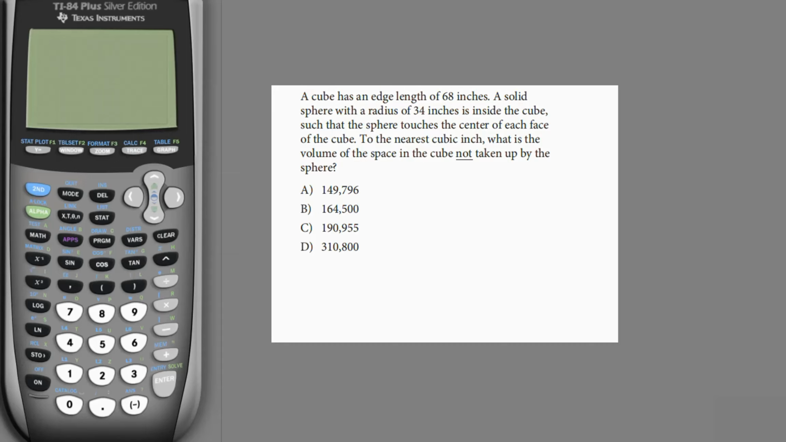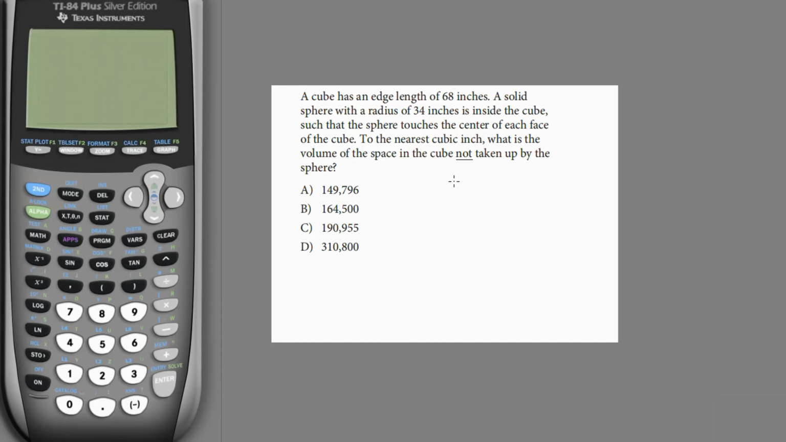The question says a cube has an edge length of 68 inches. A solid sphere with a radius of 34 inches is inside this cube so that the sphere touches the center of each face of the cube. To the nearest cubic inch, what is the volume of the space in the cube not taken up by the sphere?